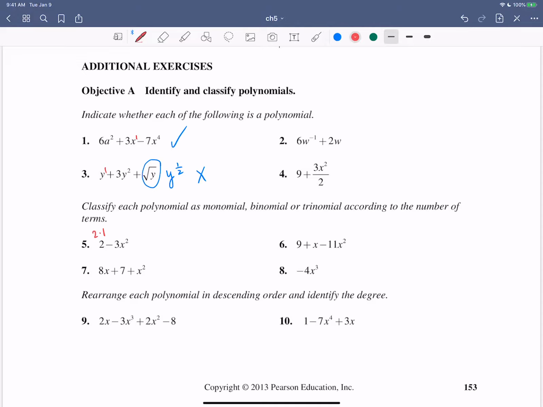Next one, negative 3x squared. So this one is negative 3 times x squared. And because of that product, we have another term right here. Therefore, this one, we have two terms. If it's two terms, we say binomial.